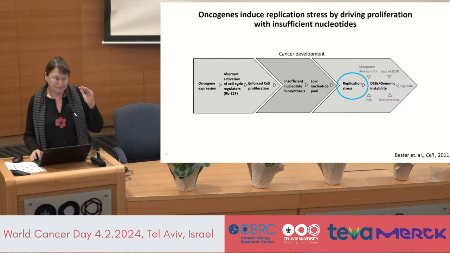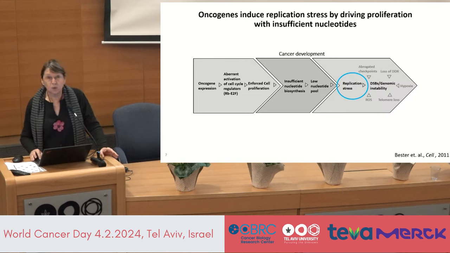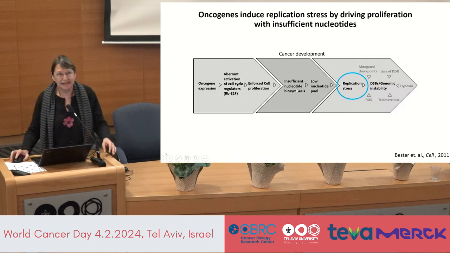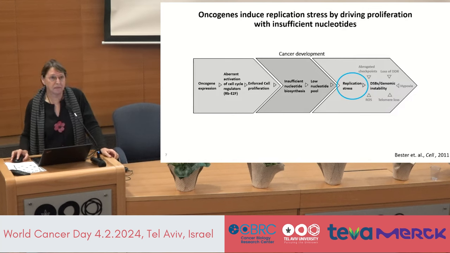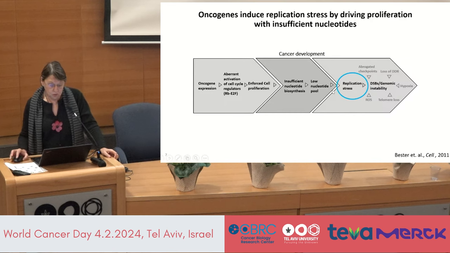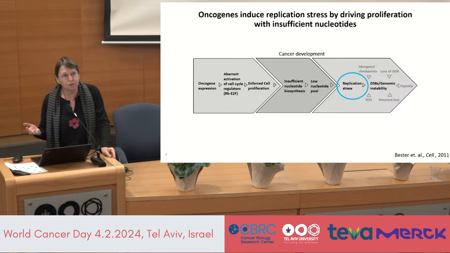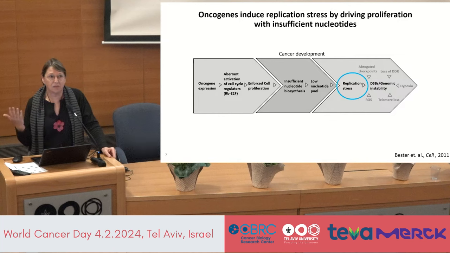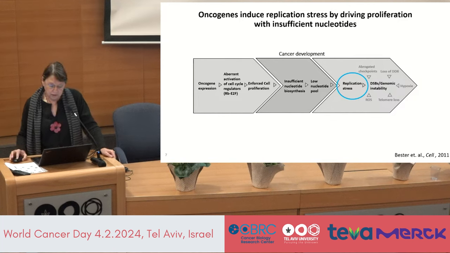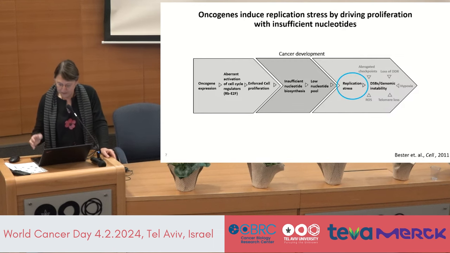As this was published more than 10 years ago, I will just summarize what we found when we expressed either of the oncogenes. Using DNA combing to look at replication, we found that the oncogene expression, which forced cells to proliferate, did so in cells that had insufficient nucleotide biosynthesis. This insufficiency led to a low nucleotide pool. When there is a low nucleotide pool, there are not enough nucleotides as the building blocks of DNA replication, and then there is replication stress, slow forks, and additional origin firing. This leads to double-strand breaks and genomic instability. This is known for more than 10 years.